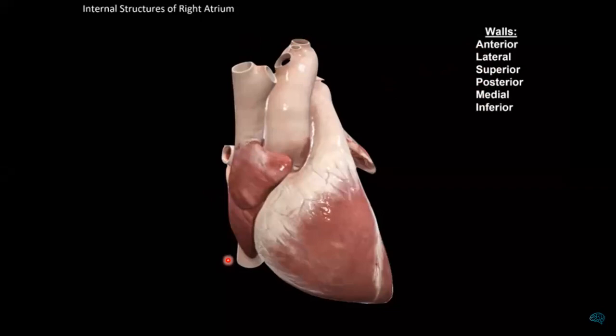Okay. So now let's look in detail at the different chambers. We'll start with the anterior lateral view, this one here, the anterior side, the anterior lateral view of the right atrium. So in here you can see the right atrium inside this area.